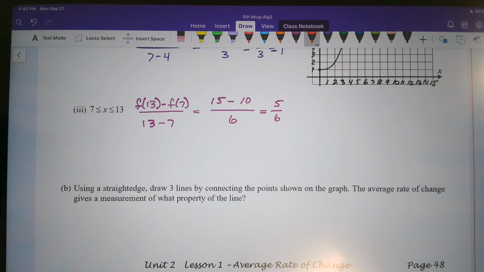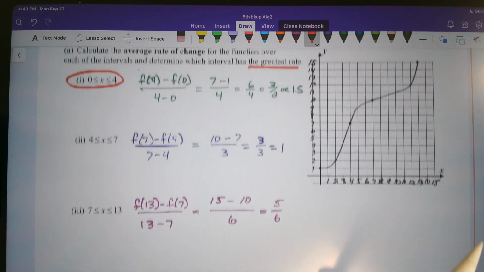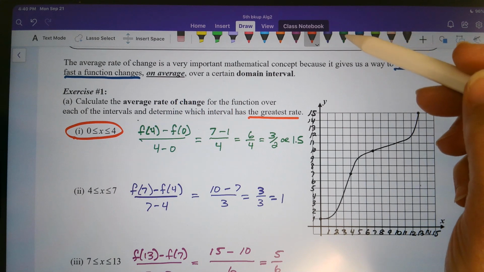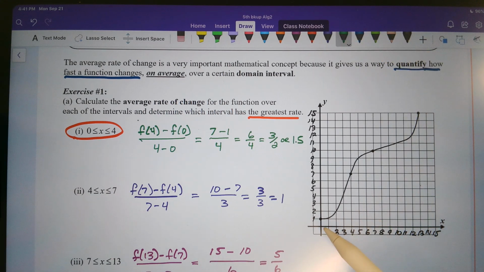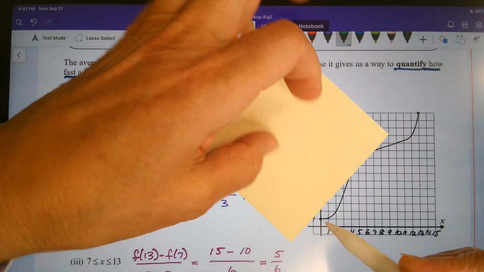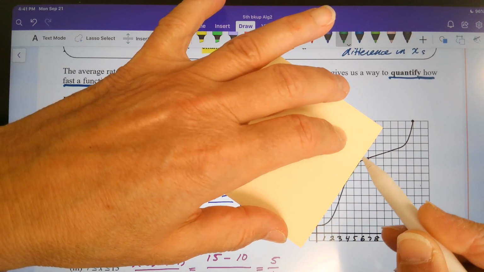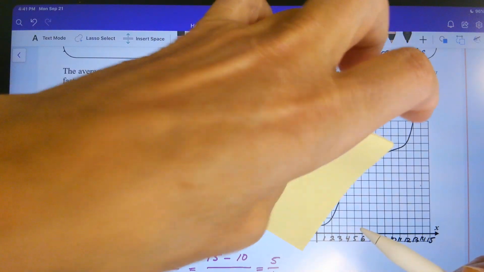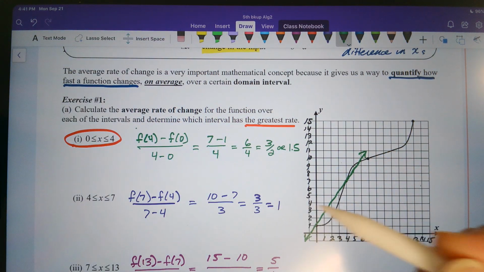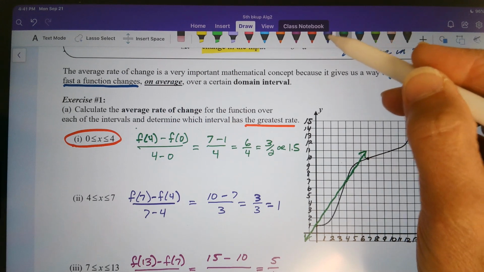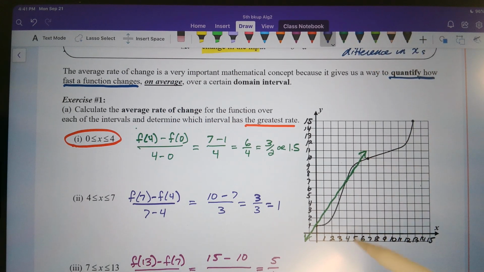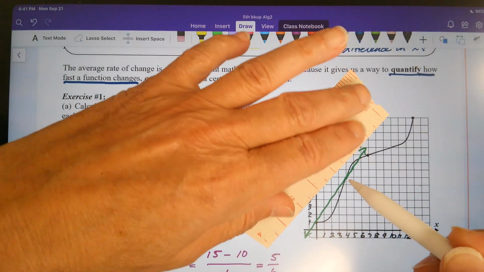Then B asks, using a straight edge, draw lines by connecting the points shown on the graph. The average rate of change gives a measurement of what property of the line? Okay, so switch back to green. And we're connecting the first 2 points using a straight edge. Our next interval from 4 to 7 is in purple. So these 2 points here.